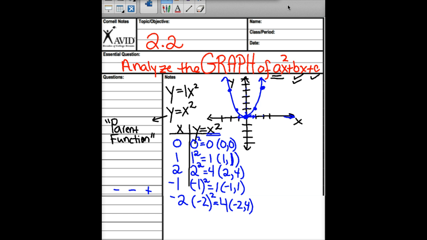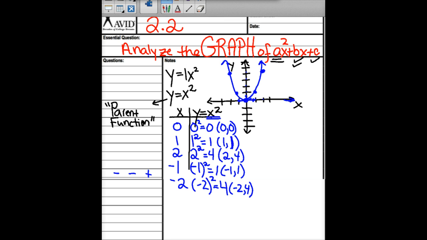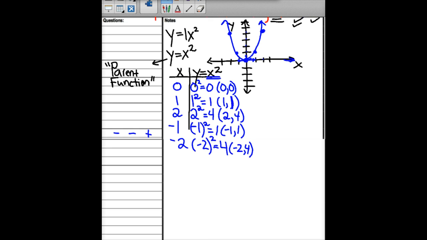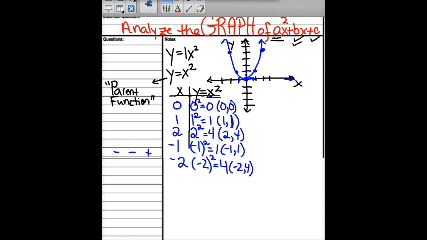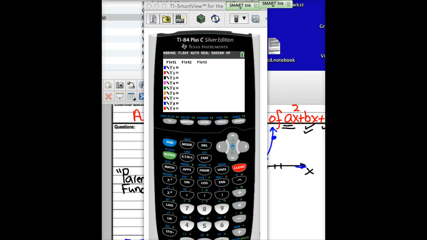looks like. So let's go back and discuss a couple things about this parabola. You'll notice that it opens up.